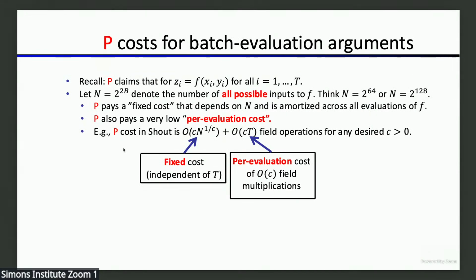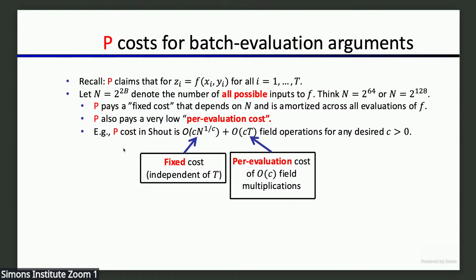Okay, but now let's talk about the performance side. The idea of a batch evaluation argument is that there's some fixed cost that's independent of the batch size, and then some cost that grows with the batch size. And they're in tension with each other.